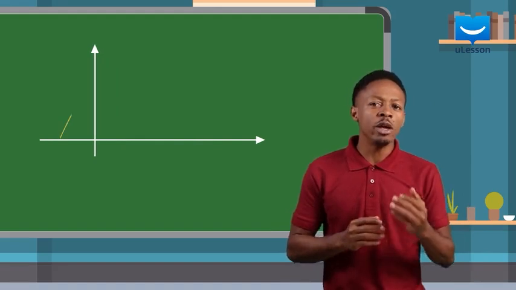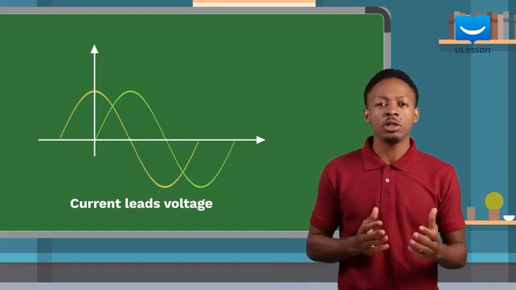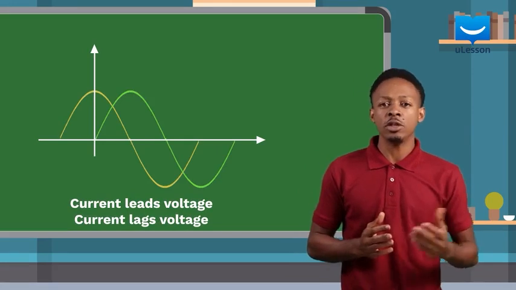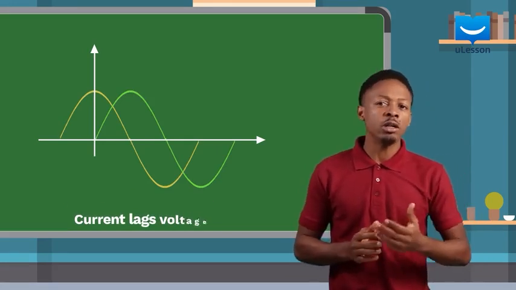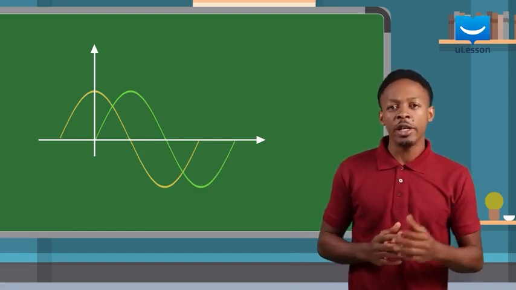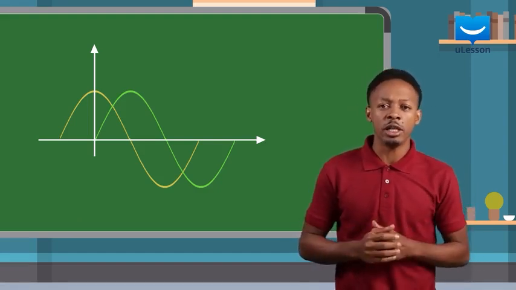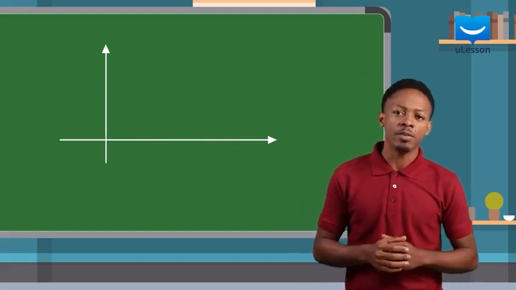You may have seen waveforms like these and heard terms like current leads voltage or current lags voltage, and perhaps you didn't really get it. Phasor diagrams will help you see very easily whether voltage or current in a circuit are in phase or out of phase. So let's take a look at a simple phasor diagram.